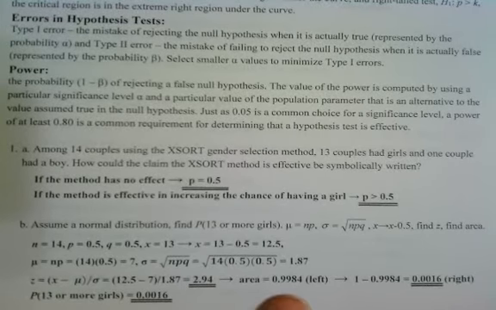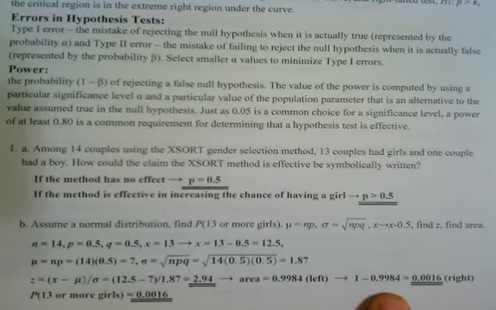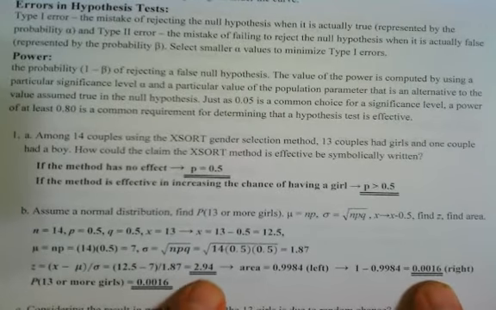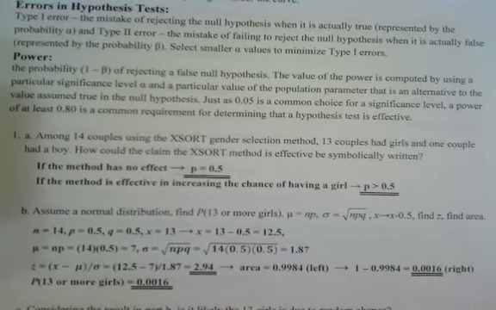We use table 4. We look up the area, 0.9984. Remember that the standard normal distribution table always gives you values to the left. But we want the more than case, so we actually want the area to the right. So we have to subtract from 1. That tells us that the area to the right of this z-score is only 0.0016. So the probability of having 13 or more girls is 0.0016.